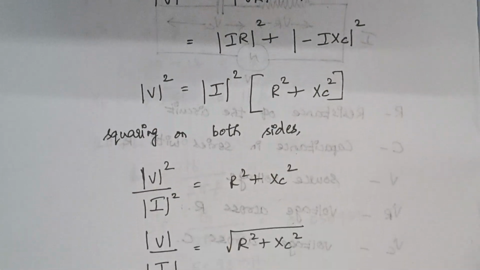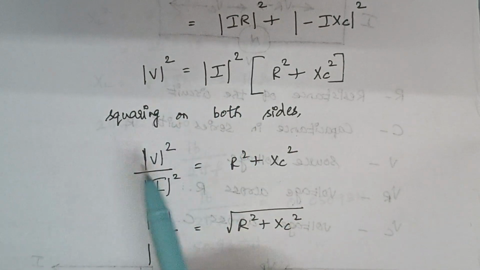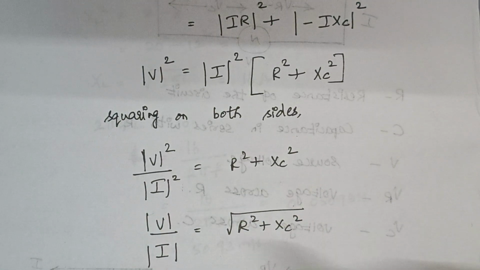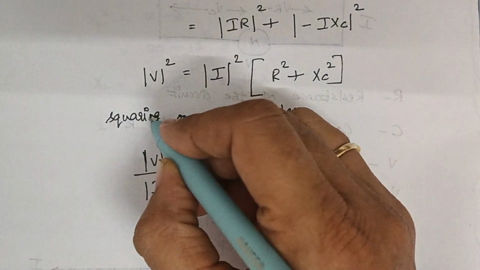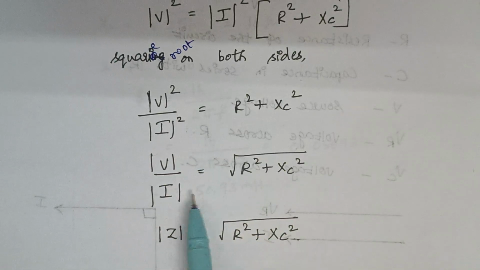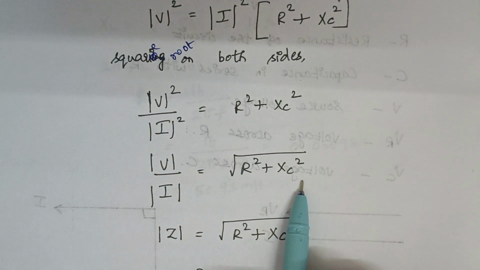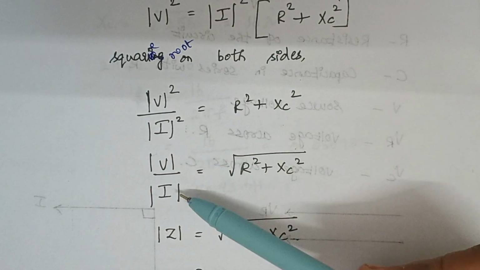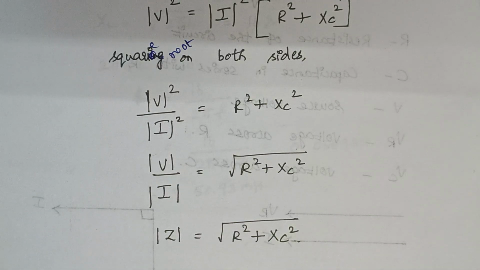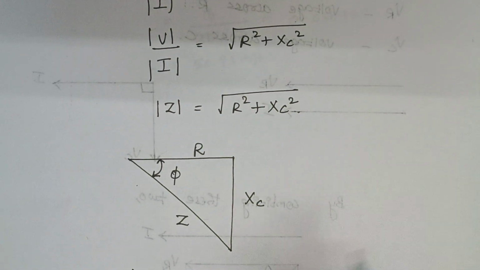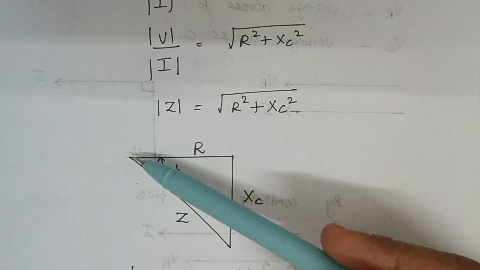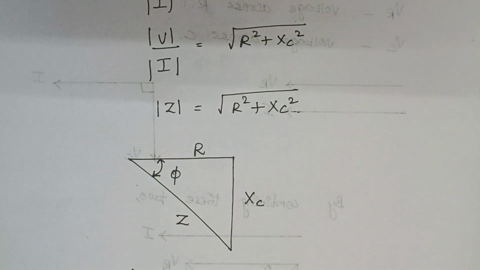Now I am moving this I square to the left hand side. So V square by I square is equal to R square plus XC square. I am taking the square root on both sides. When the square root is taken, this becomes V by I and this becomes square root of R square plus XC square. V by I is nothing but our impedance. So Z is square root of R square plus XC square. When we draw the impedance triangle, this is your resistor R and this is your capacitive reactance, and when you add these two, we get our impedance Z.